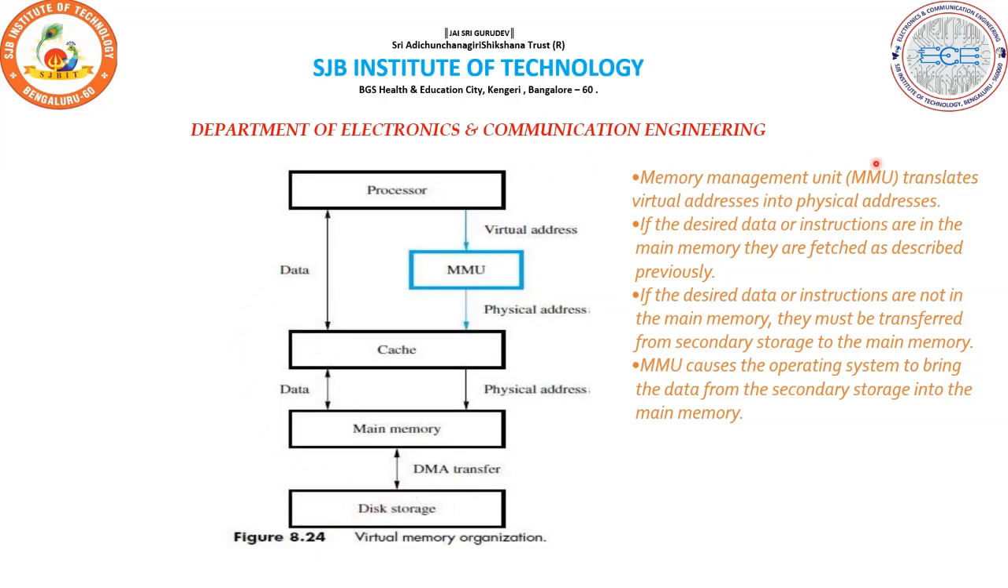The memory management unit translates the virtual address into a physical address. If the desired data or instructions are in the main memory, they are fetched as described previously. If they are not in the main memory, then they must be transferred from the secondary storage to the main memory. So the MMU causes the operating system to bring the data from the secondary storage into the main memory.